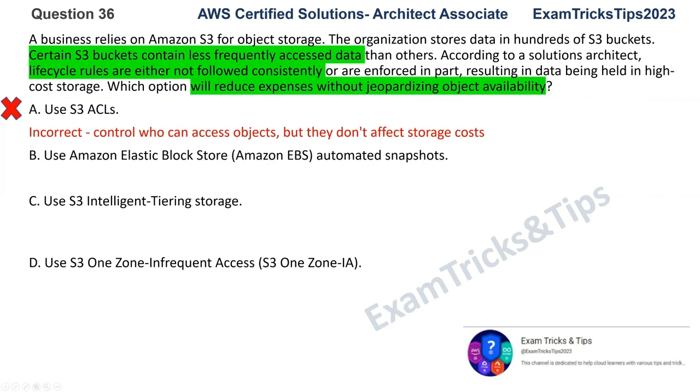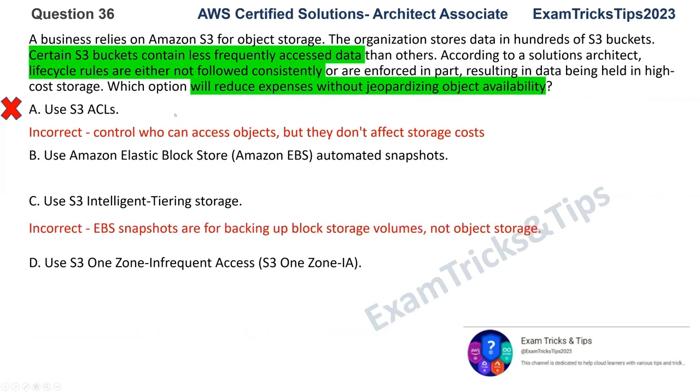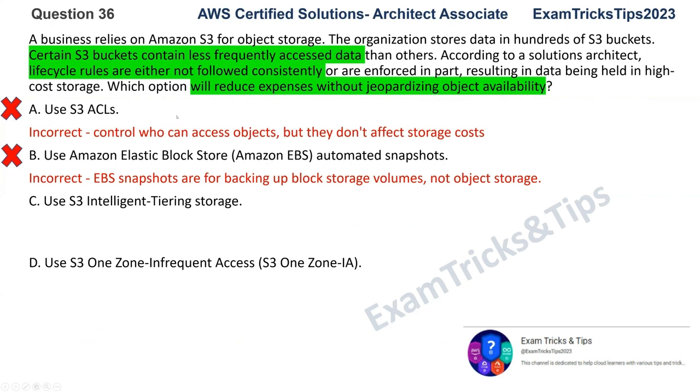So absolutely wrong. So we rule that out. I'll skip option C. Let's look at option D here. It says use S3 One Zone Infrequent Access. So what is being suggested here is go for another storage class, which is fair enough.